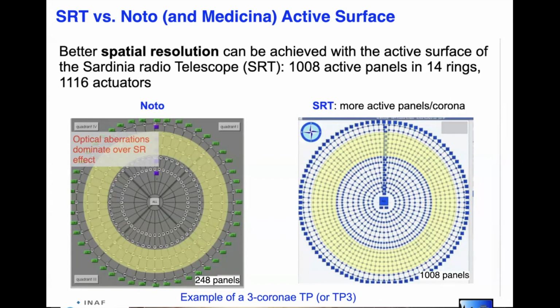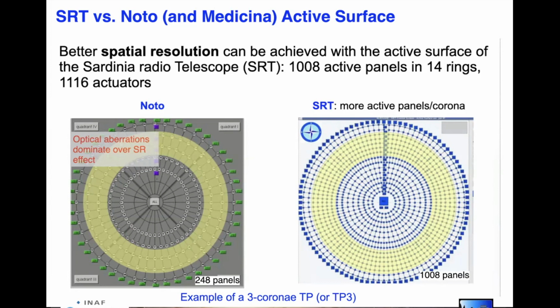On the left, you can see the representation of the Noto surface, with these little white discs representing the position of the actuators, and you can see the individual panels. The yellow area represents the corona of a 3-corona Toraldo pupil, and this corona is the one that is supposed to introduce the 180 degrees phase shift. On the right-hand side, you can see the same geometry applied to the Sardinia Radio Telescope. Now, even by eye, you can see that on the right-hand side, the yellow area is covering many more actuators and panels. That is because the spatial resolution of the active surface on the SRT is much better than it is on Noto.